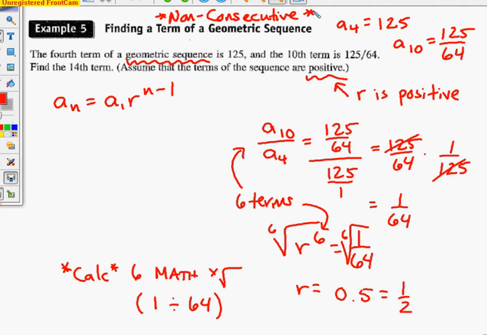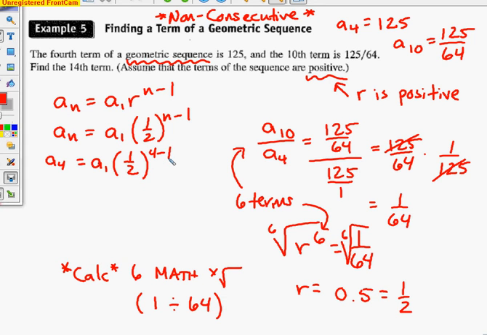So I would like a sub n equals, so I still need the a sub first term, but I now have the common ratio of 1/2. So how do I find the a sub first term? Well, you have some a sub n's, you have a sub 4 and a sub 10. Plug them in. Let's plug in a sub 4 because it's not a fraction. So a sub 4 equals a sub 1 times 1/2 to the 4 minus 1.